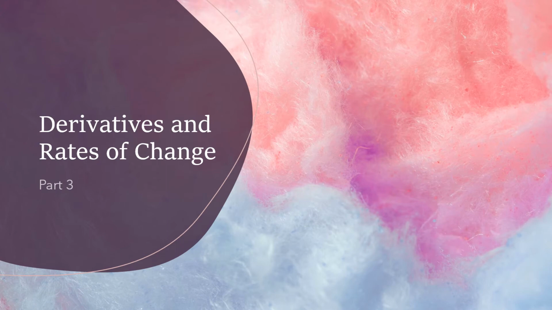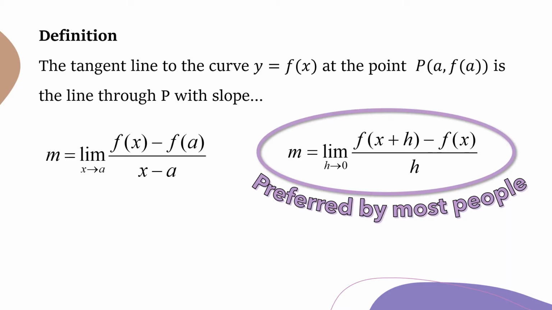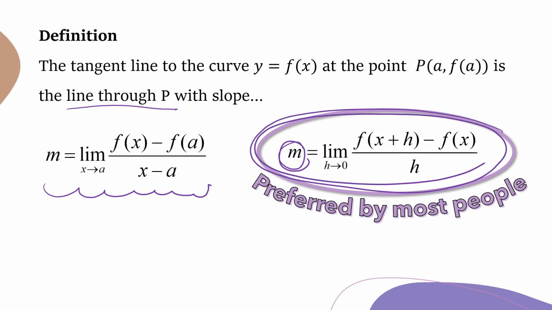Derivatives and rates of change, Part 3. Recall that the tangent line to the curve y equals f of x at the point P, a, f of a, is the line through P with slope m equal to the limit as h approaches 0 of f of x plus h minus f of x, all over h. You could also use this definition, where the limit as x approaches a of f of x minus f of a over x minus a is m, but this definition is preferred by most people. It's a lot easier to simplify.